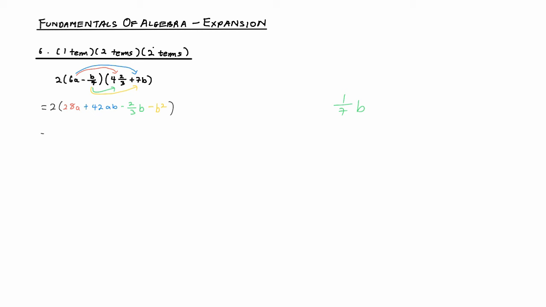Now before you go on and expand the 2 in, just check to make sure there are no like terms. So there's A, AB, B, and B squared. They're unlike terms. Then you do the same for each and every one of them. You expand this, get 56A. You have this 84AB. Then you have this will be minus 1 and 1/3 B. And finally, you have minus 2B squared. So that's your final answer.